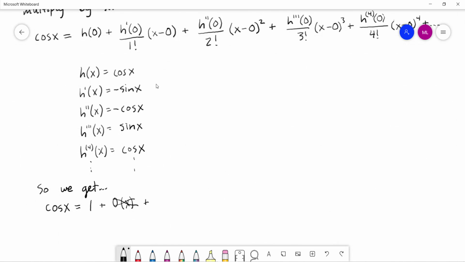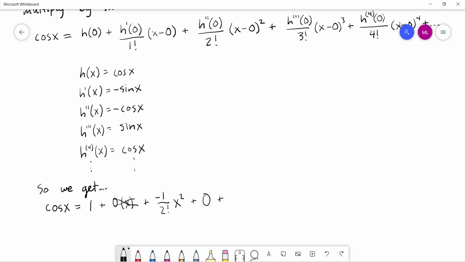I need h double prime of 0. So here's h double prime, and I'm evaluating it at 0. So I need negative cosine of 0. Cosine of 0 we just said was 1. This negative sign will make it negative 1. So this term is going to be negative 1 over 2 factorial times x squared. This gave me a negative 1. The next term will be the third derivative. The third derivative is down here. It's another sine function. Whenever we evaluate sine at 0, you get 0. So this is going to be another term that just goes to 0.